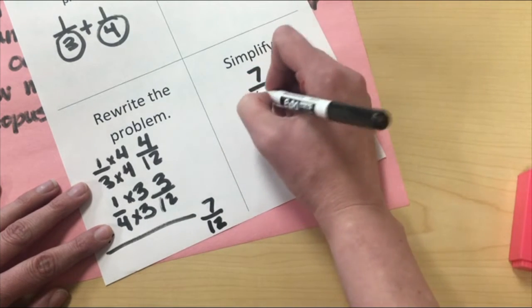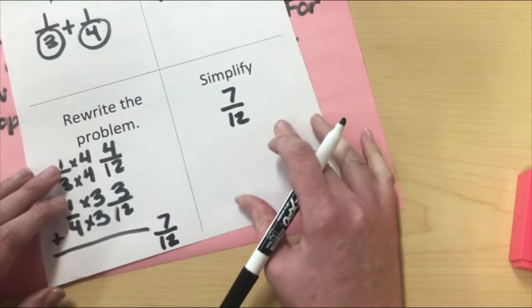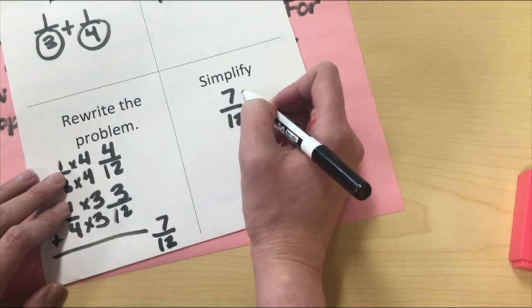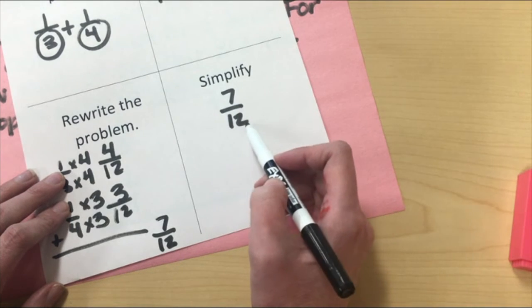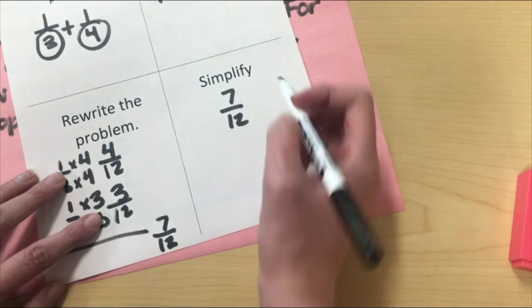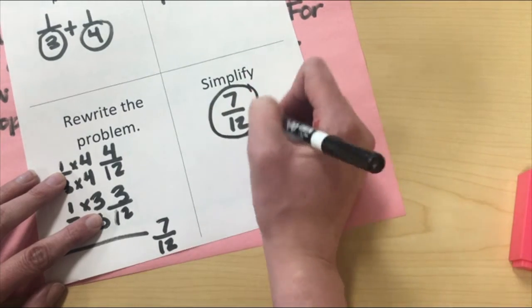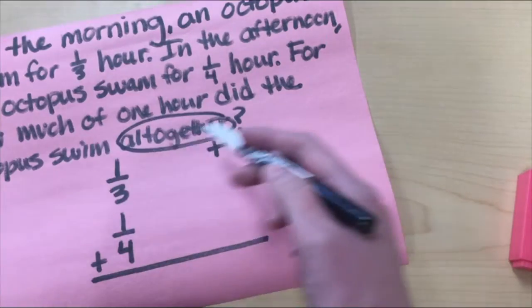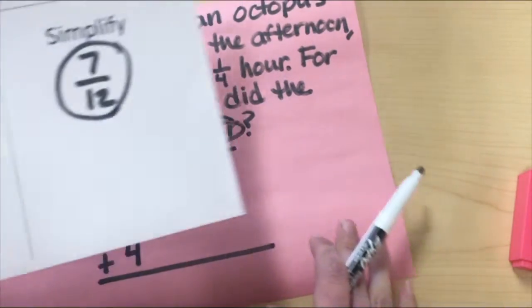So I'm going to write it over here and see if I can simplify it. I'm going to think, okay, 7's a prime number, so the only things that go into it are 1 and 7. Does the 7 go into 12? It doesn't. So we are done. And the answer to this problem, for how much of 1 hour did the octopus swim altogether, would be 7/12. Okay, so that was the next one.